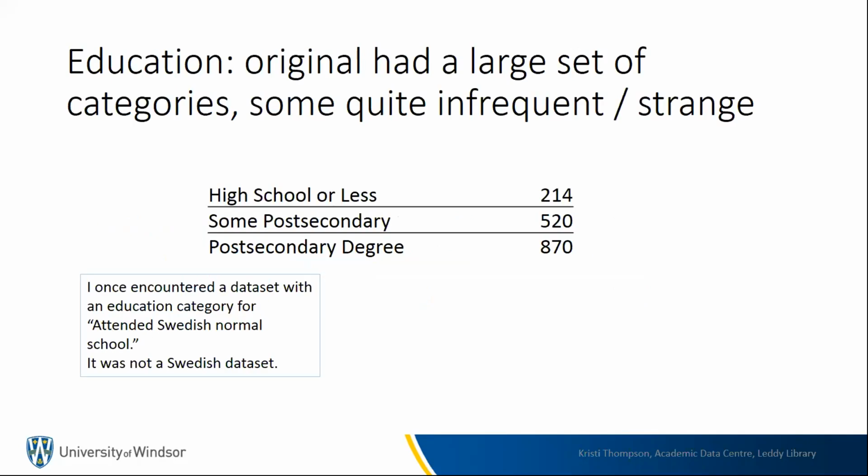The education variable. This one had a really large set of categories, some quite infrequent or even what I might call strange. This didn't happen on this data set, but I once came across a data set with an education variable that had a category for attended Swedish normal school, which is a very, very specific thing, and it wasn't a Swedish data set.